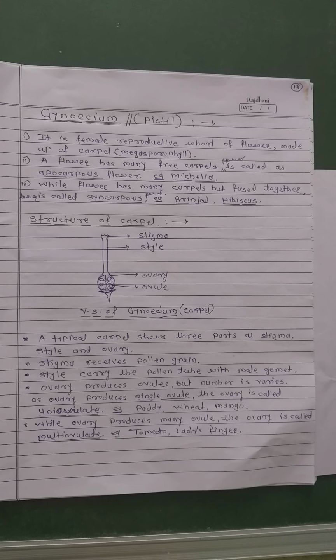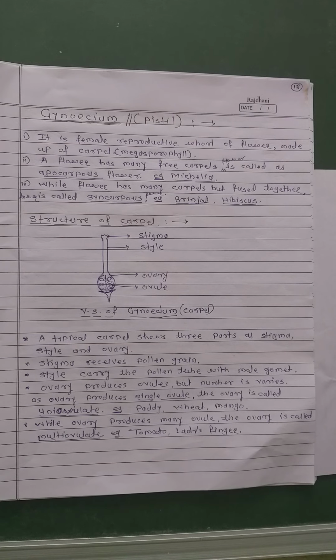Hello students, in the last lecture we studied sexual reproduction, in which we covered the structure of the anther, tiers of the anther, microsporogenesis, the structure of the microspore and the development of the male gametophyte. Today we will study the next part of the flower, the gynoecium.